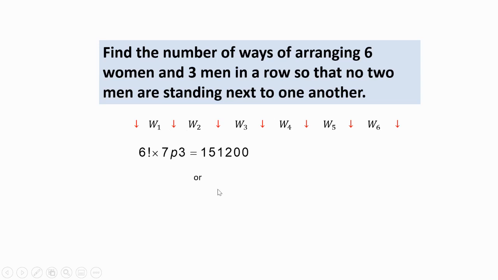Another way of looking at it would have been, okay, your 6 factorial, which is the women, times, and if we look at the first man, he has got 7 options of where he can sit. The next man has got 6 options, and then the last man has got 5 options. So that is exactly the same as that.